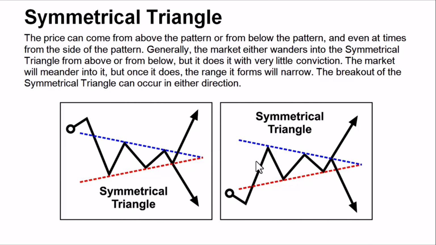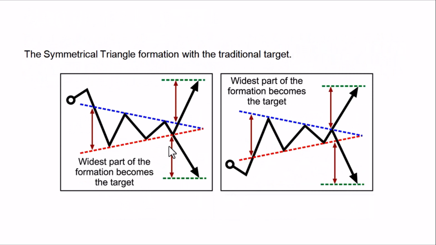So this is a symmetrical triangle to the upside. This is a symmetrical triangle formation to the downside. So let's take a look at the symmetrical triangle formation with a traditional target.